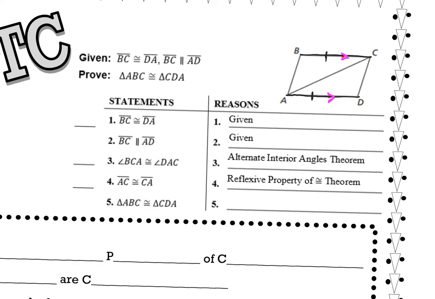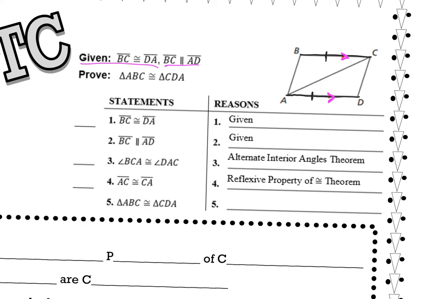So the proof says statement BC is congruent to DA. Well, that was given in the question, right? It says it right here. So we know that that is given. Remember, the next line is BC is parallel to AD, and that's also given. The next thing it tells us is that angle BCA is congruent to DAC.